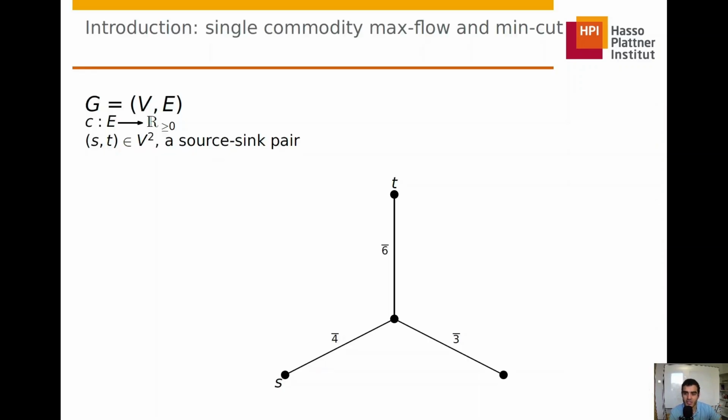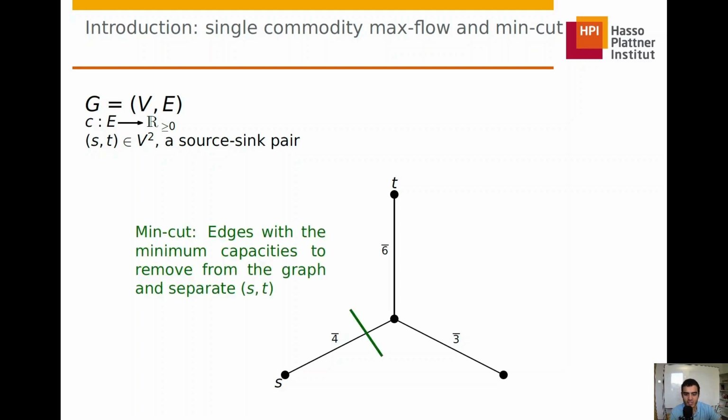So the problem we are interested in this paper is a generalization of the Max-Flow Min-Cut problem, so let me introduce this problem first. The Max-Flow Min-Cut problem is described as follows. We have a graph. It has capacities on its edges, and we have two vertices called S and T, source and sink. The problem has two sides.